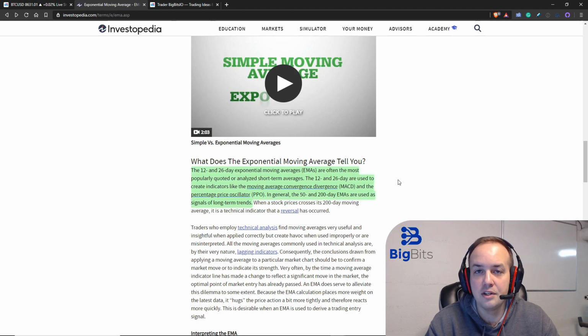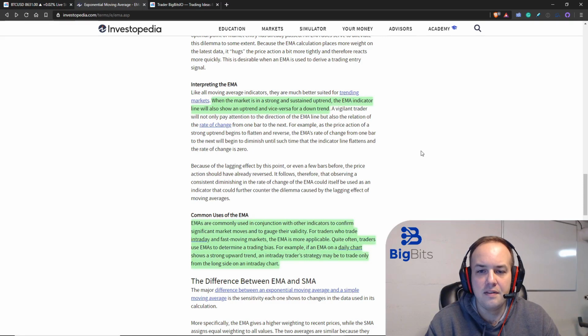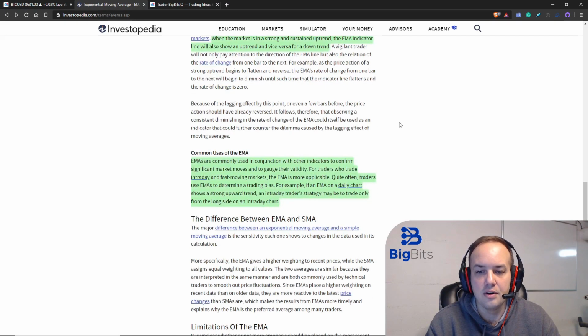So the simple moving average, or just any moving average, is very important to understand how other indicators work as well. And to prove that point, the 12 and the 26 period exponential moving average are used to calculate the moving average convergence divergence, better known as the MACD, and the percentage price oscillator. And then people also use this similarly to the simple moving average with 50 and 200 period EMAs signaling longer term trends. We also have some other things here.